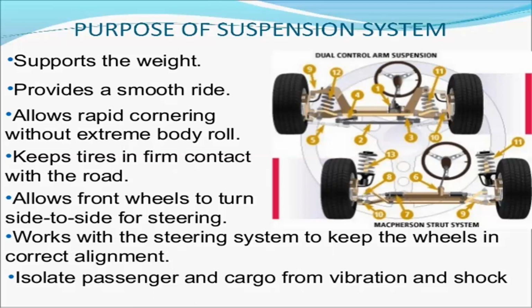That's why the steering system works in a proper manner with that contact with the roads. Otherwise the steering system would not work and the vehicle would not run on the road. So the direct contact of the wheels with the roads is very important. It allows front wheels to turn side to side for steering. The front wheels move in angular motion, left side and right side of the road.